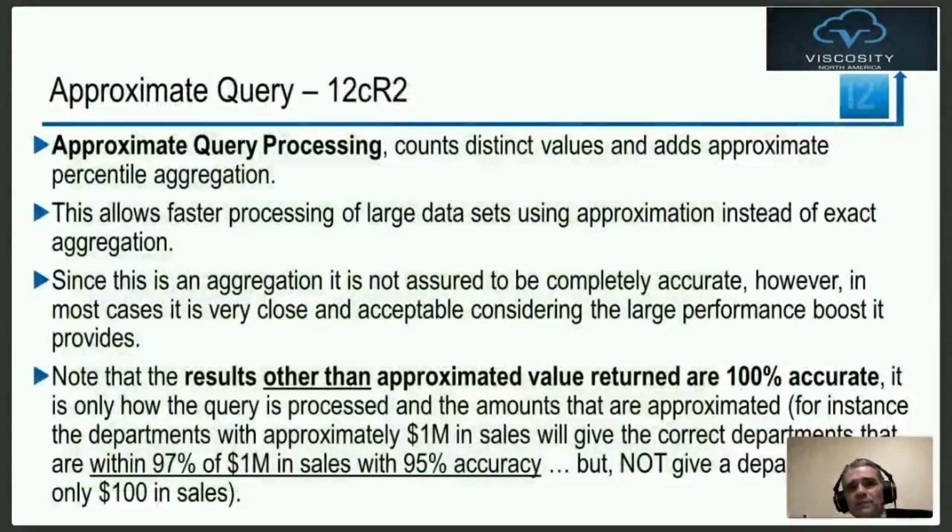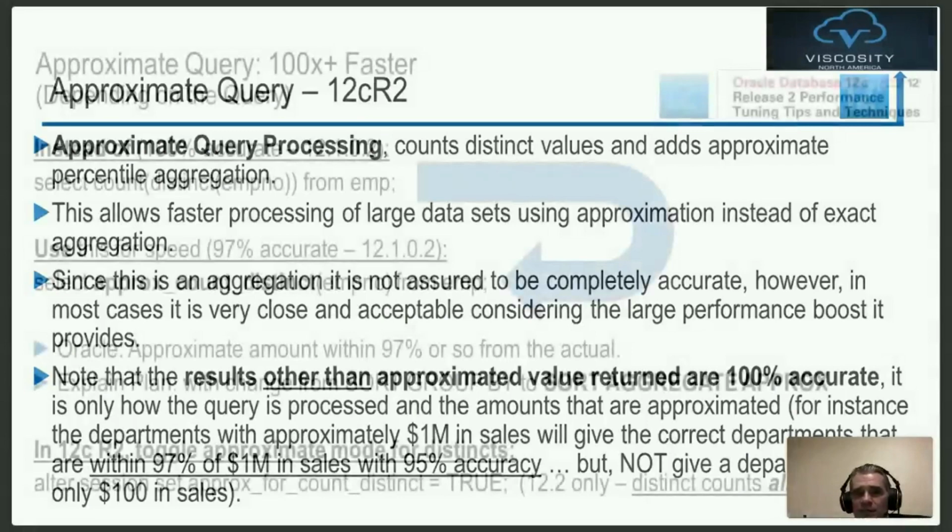So Approximate Query, what does that do for me? Any result other than the approximated value is 100% accurate, but the approximated value is within 97% of what I specify with 95% accuracy. So if I wanted the people with $1 million in sales, it'll give me those that are 97% of $1 million at the minimum, and it'll be 95% accurate. So I'm not going to get some department that only has $100 in sales, obviously. And you'll see why I want to do that with the speed increase.